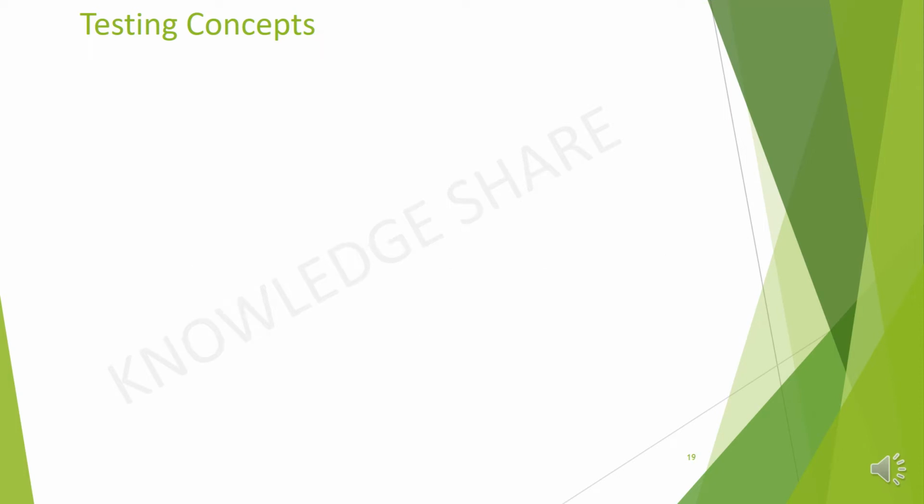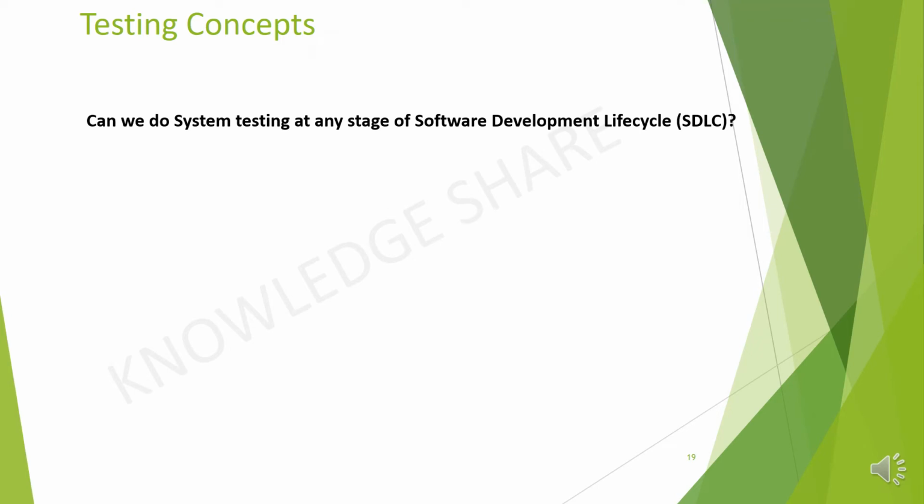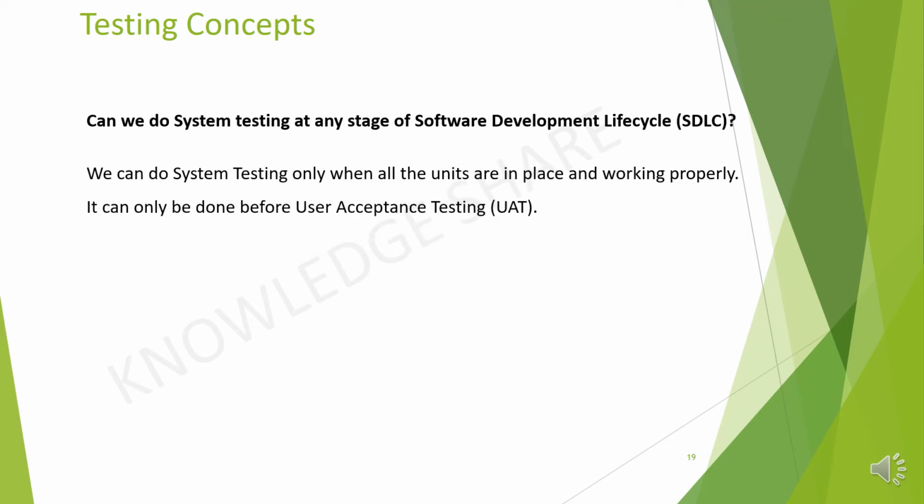Next question is, can we do system testing at any stage of SDLC? We can do system testing only when all the units are in place and working properly. It can only be done before user acceptance testing.